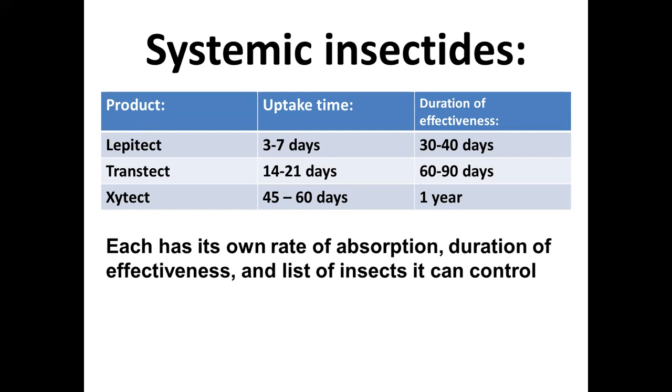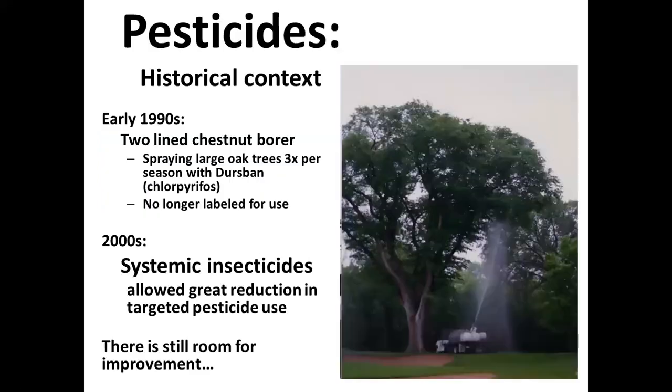Transtect is next on the list, where it takes a little longer to get into the tree, two to three weeks, but it'll last through the growing season. And then Zytect has a longer uptake time, but lasts a full year. So we can adjust our protocols accordingly based on what we're trying to work with and treat. Between the three of them, it's a really good, powerful toolkit.